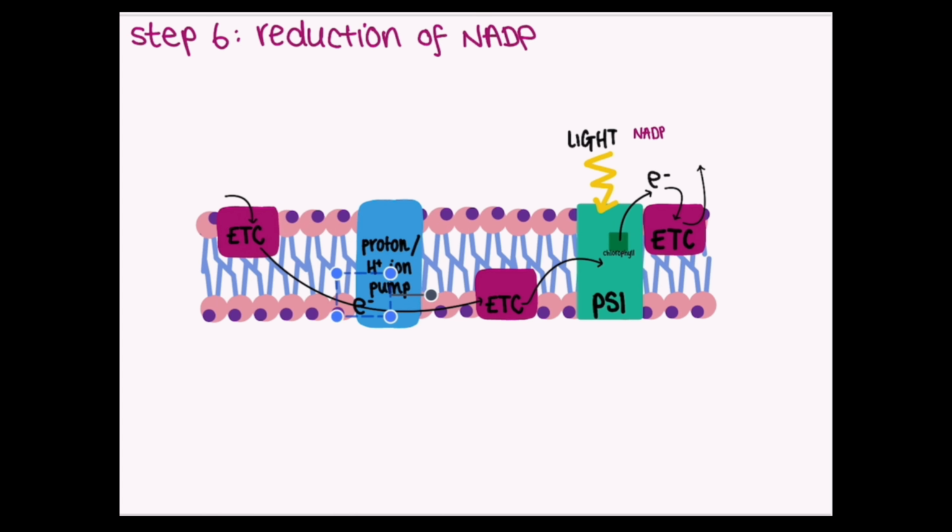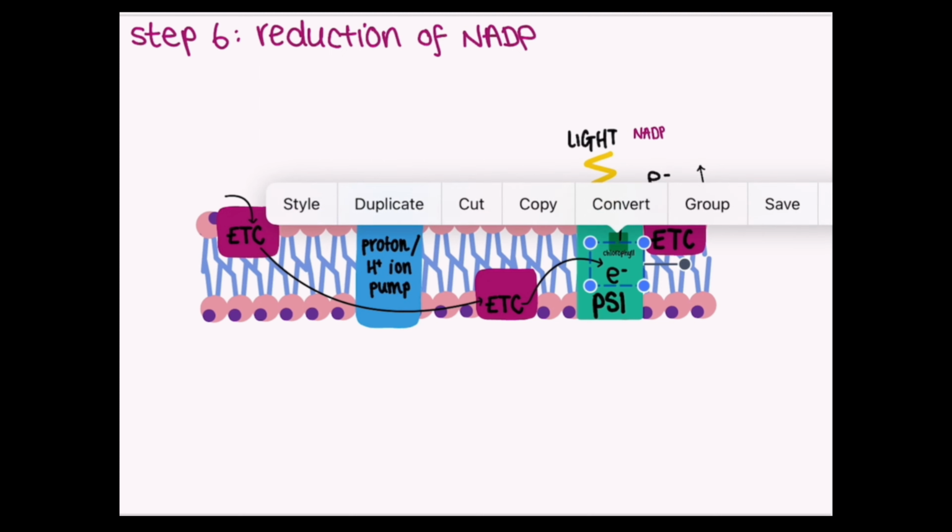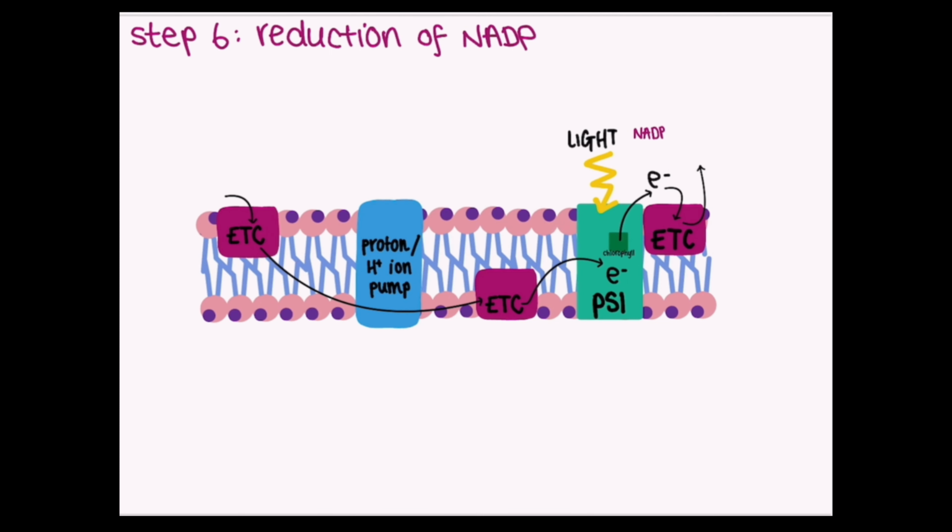Now, due to the continuity of the light-dependent reaction, by the time the chlorophyll within photosystem number 1 is ionized, the electron that has been released from photosystem number 2 and has been carried down that electron transport chain arrives at photosystem number 1 to neutralize it.